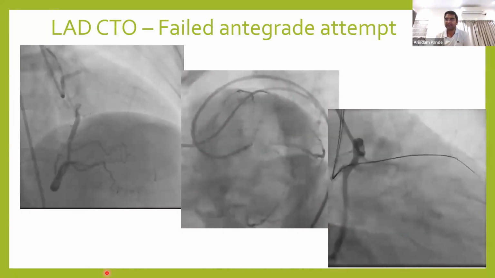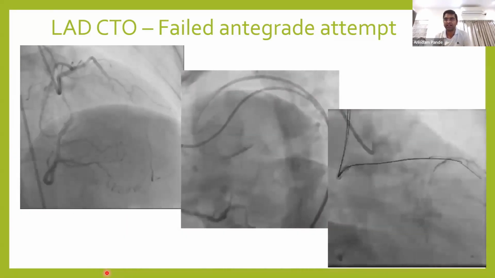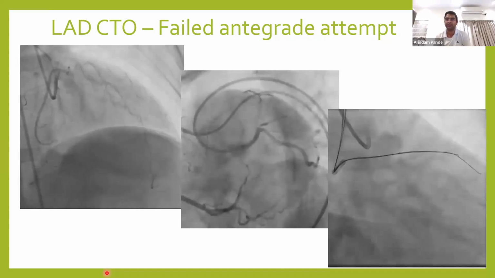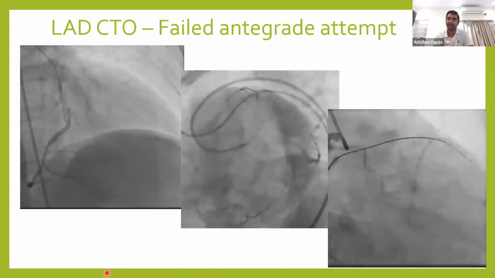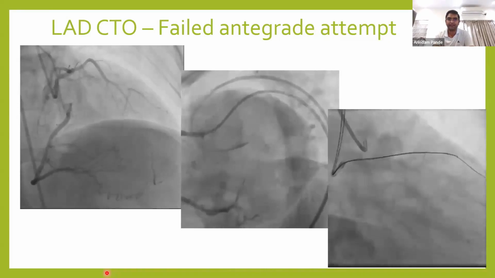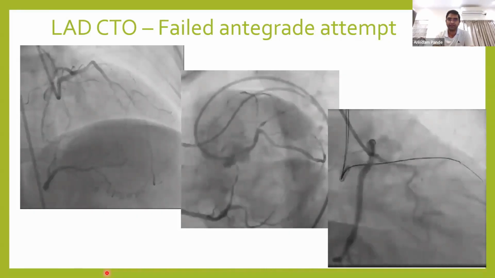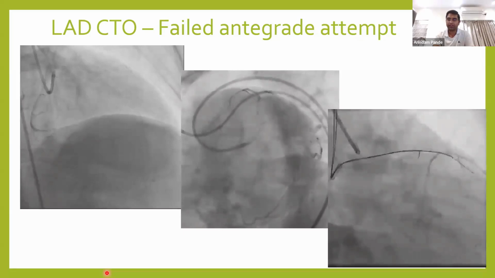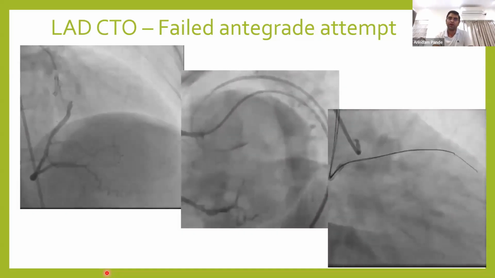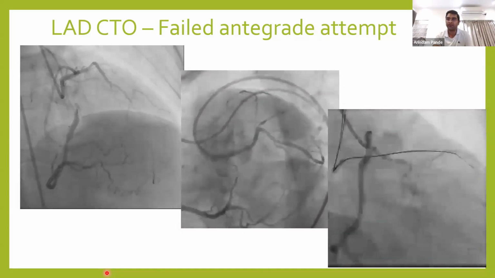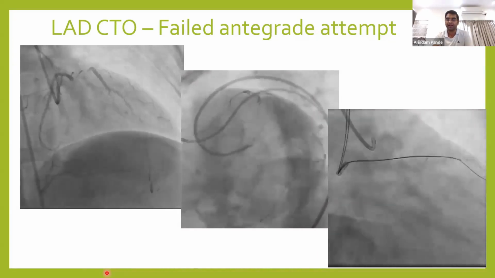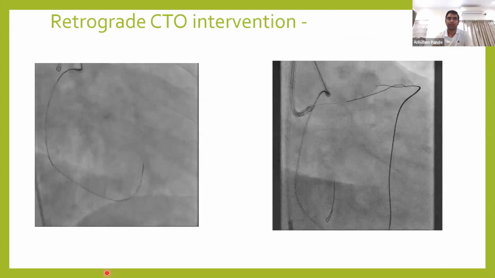But to our utter surprise, every time we took antegrade wire escalation, even when we went ahead with parallel wire technique, we could not wire the LAD. And again, this was a big LAD. So we gave a reasonable attempt of 1.5 hours, but ultimately we could not wire the LAD from antegrade route. So we decided to go ahead with retrograde.